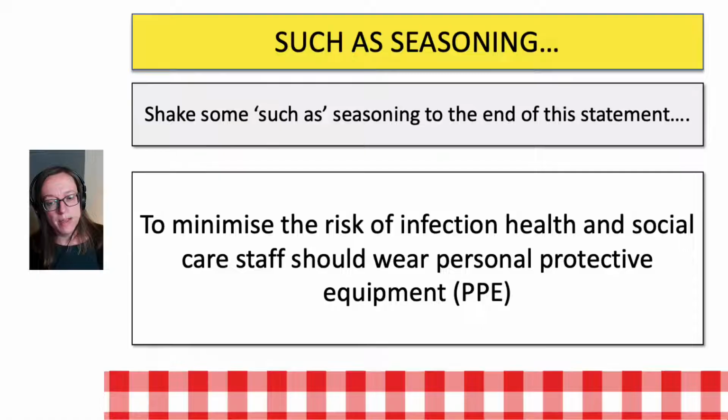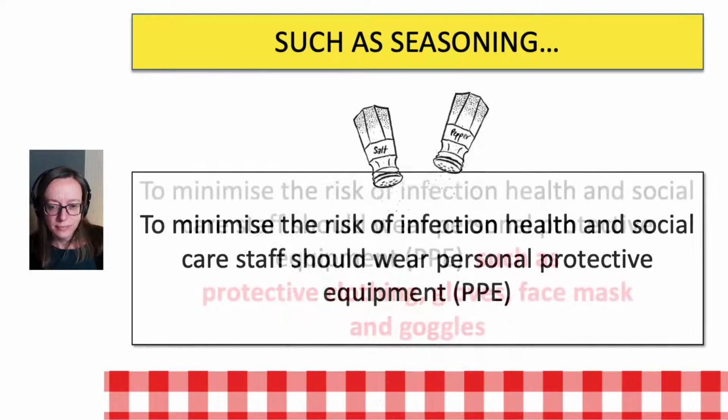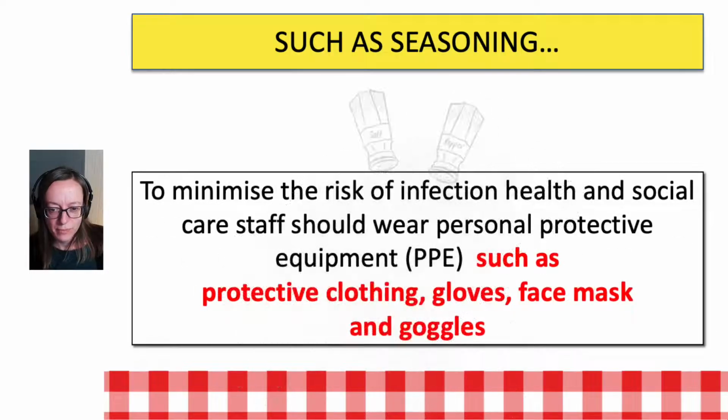If you work where there might be x-rays and radiation, sometimes you have to wear a lead apron to protect you from radiation. Melvin, you've said hand sanitizer. That's not personal protective equipment, but it is really important and will be relevant in a moment. So yes, protective clothing, gloves, face mask, goggles.